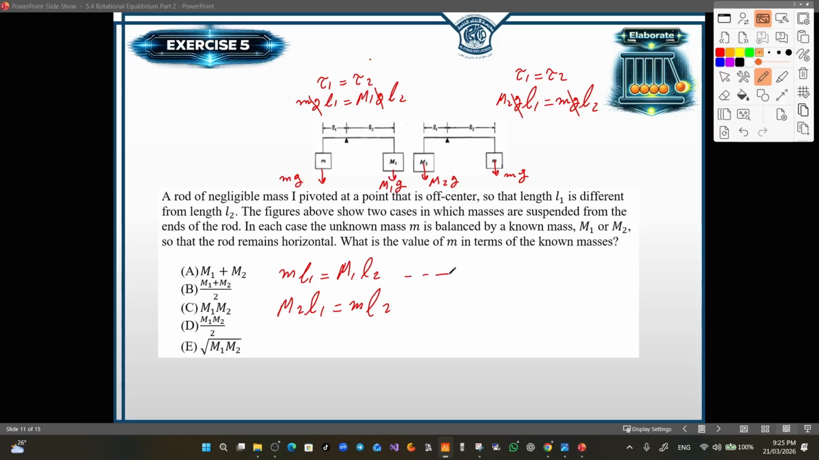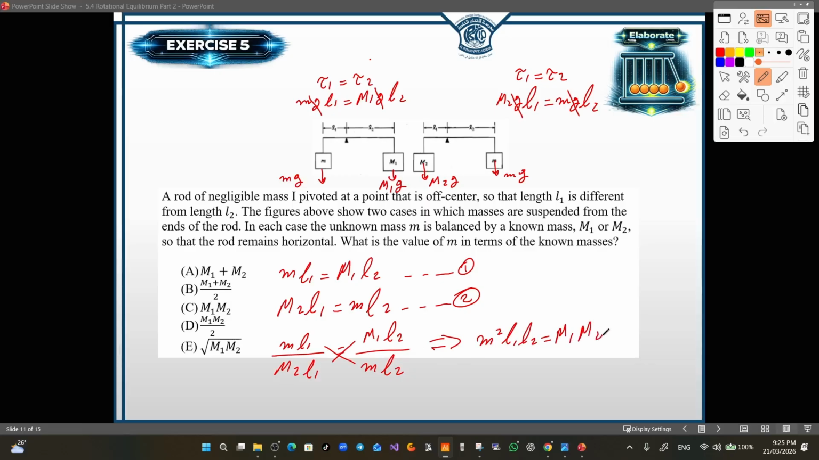Now we divide 1 over 2. So mL1 over m2L1 equals m1L2 over mL2. Now cross multiply, and we get mL1 times mL2, which is m squared L1L2, and here m1 m2 L1 L2. Now L1 L2 cancel out. So m squared equals m1 m2, and m equals the square root of m1 m2, which means the correct answer is C.